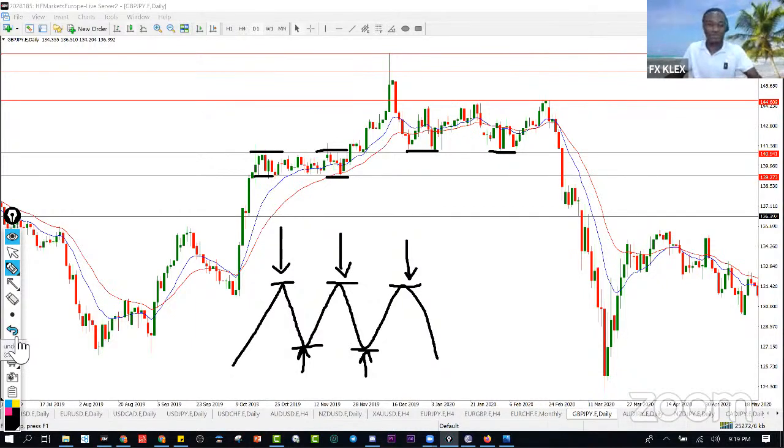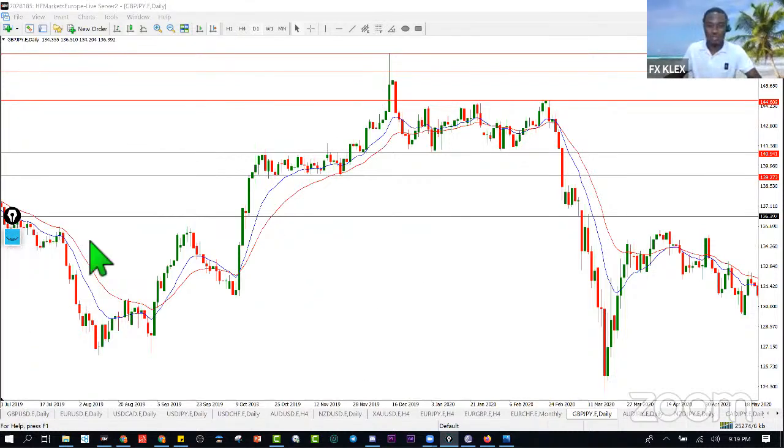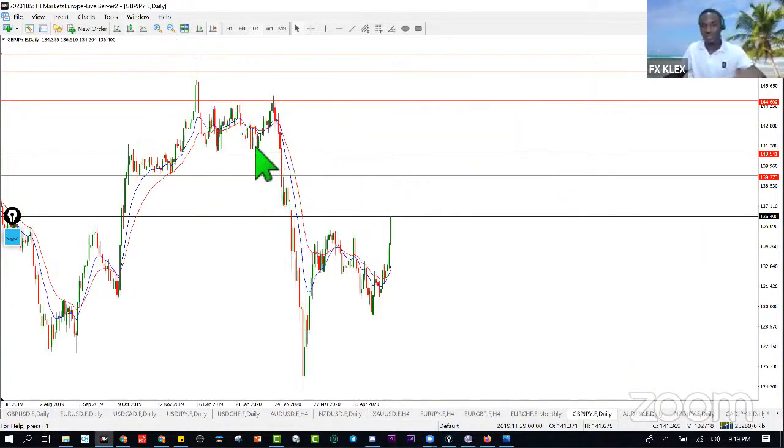So if you are joining us for the first time, if you are late to the class, this is what we are trying to explain right here on the chart. I'm going to show you a continuation of this. What I need to do next is connect more swing highs and more swing lows on this chart.